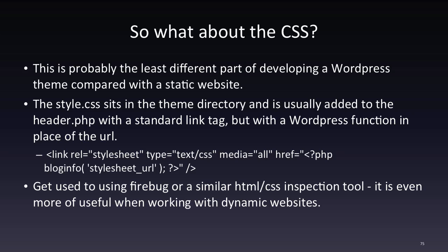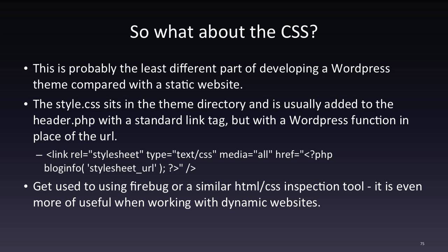So what about the CSS? We haven't really talked about this yet, and the good news here is it's pretty much the least different part about developing the website. The one thing that you do need, again, is to know that there's a naming convention. WordPress expects that your main style sheet will be called style.css. But you can have other style sheets that you also include, or you include in the main style sheet using import statements or whatever.